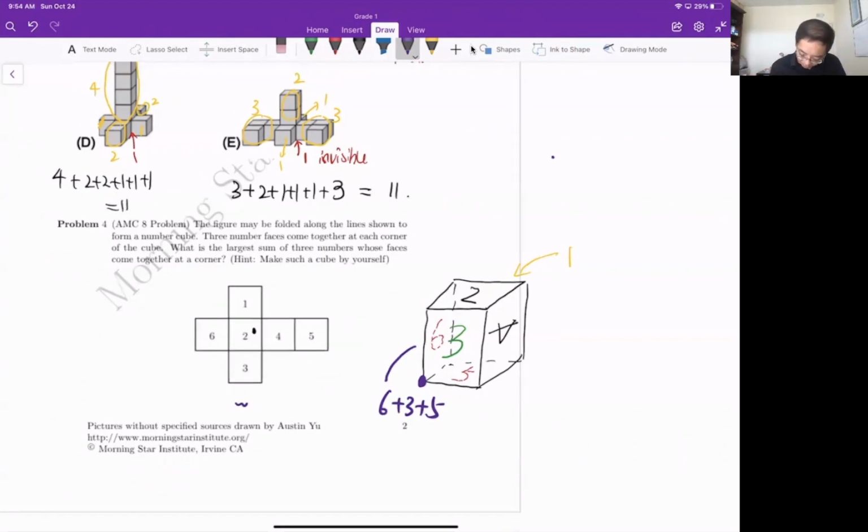All right, so this corner we will get 14, which is larger. How about this corner? This corner will be 1 plus 2 plus 4, which is 7. And if you do a corner like this, this corner will be 1 plus 4 plus 5. Anyway, the point is 14 is the largest one. That is 6, 3, and 5.